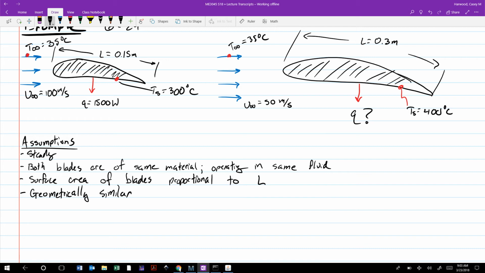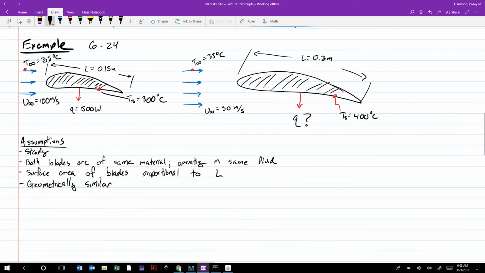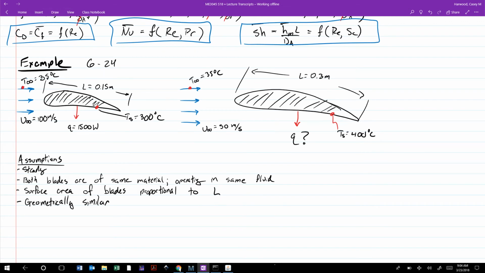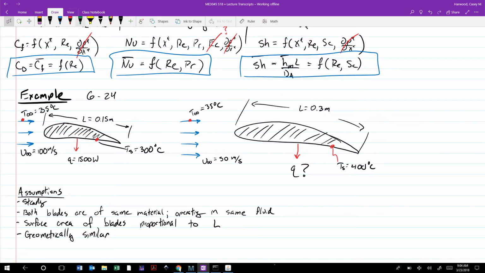All right, so how would we proceed here? Well, if we scroll up by about an inch here, we're going to take advantage of this relationship that we developed for the Nusselt number. The Nusselt number is our dimensionless convective heat transfer coefficient, and it's dependent on only these two parameters, Reynolds number and Prandtl number. So let's compute the values of the Reynolds number and the Prandtl number for each of these two cases and see if we can learn anything.